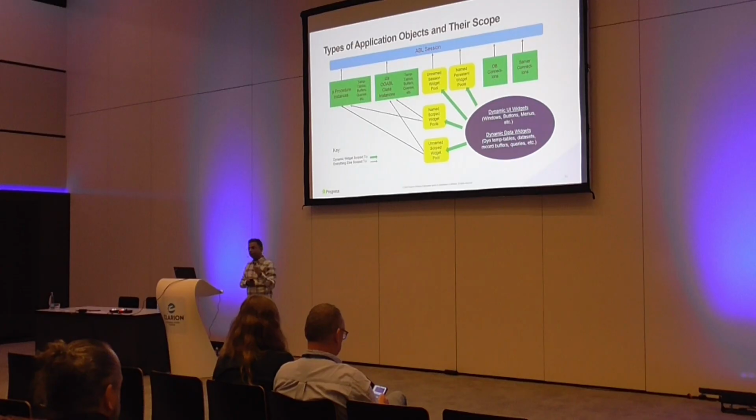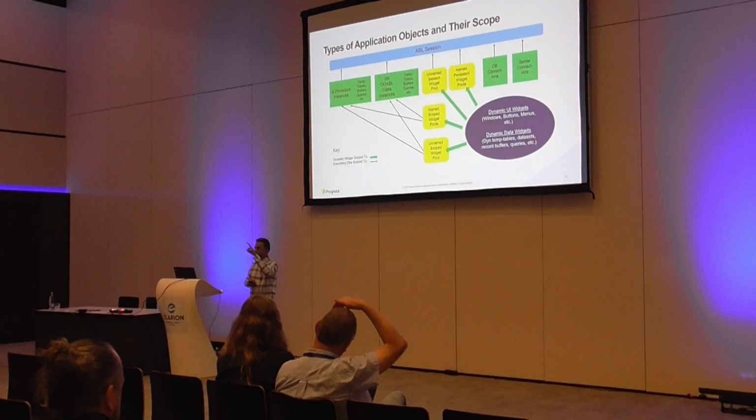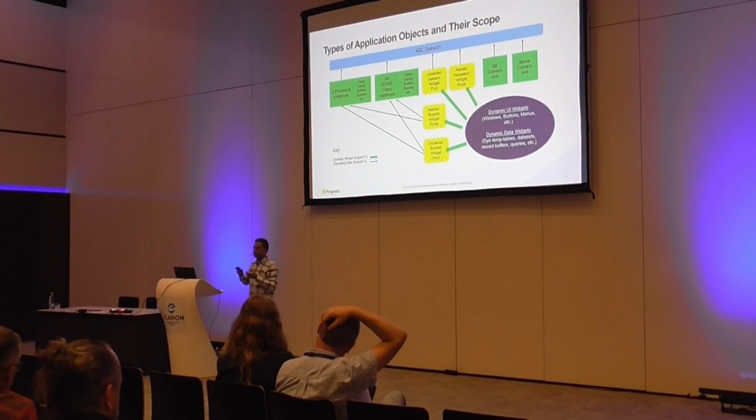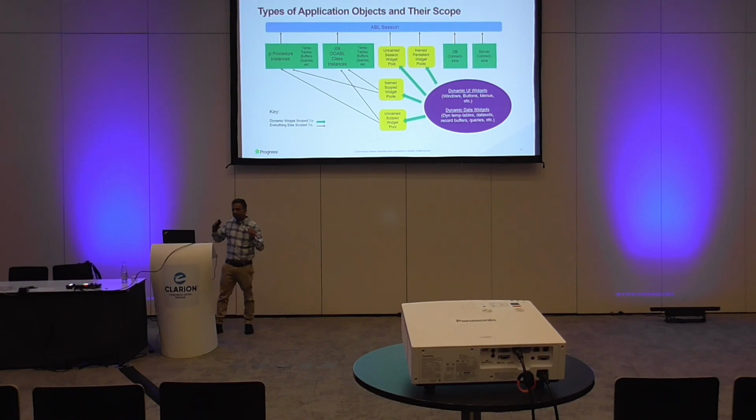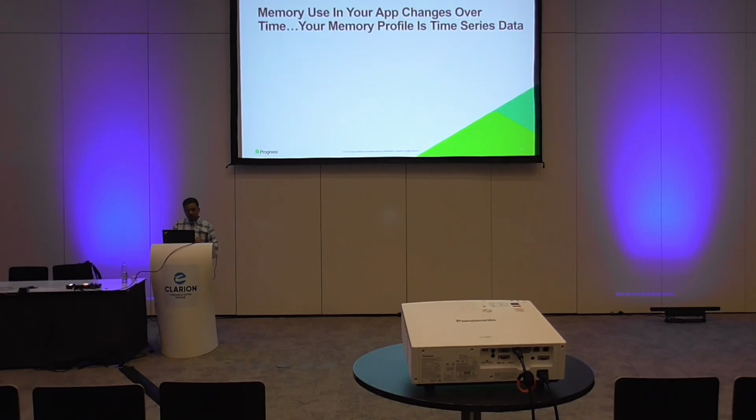And by default, every ABL session has one unnamed widget pool associated with it. So finally, if I don't have any widget pool in my hierarchy, I will use that unnamed widget pool to allocate memory for this UI object. So this is how the memory is being scoped in the ABL session. That is the memory that is being allocated in the ABL session.